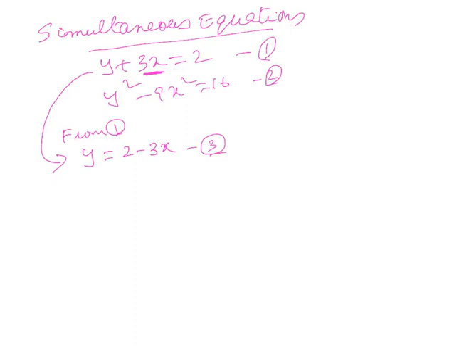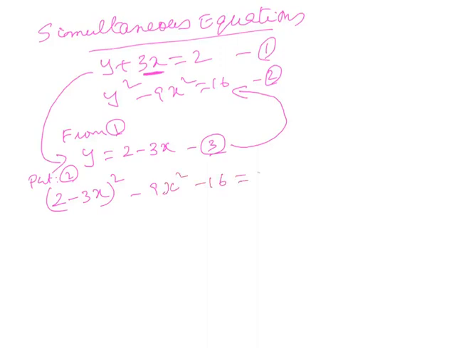Now I started from 1, therefore I got an equation here. I will not go back to 1, I must go to the second equation, number 2. If I start from equation number 1, then I substitute in equation number 2 to eliminate the other variable. Our purpose is to eliminate the other variable, in other words, we want an equation in only one variable. So what I do here is 2 minus 3x, the whole squared, I'm putting this in 2. So 2 minus 3x whole squared minus 9x squared minus 16 is equal to 0.